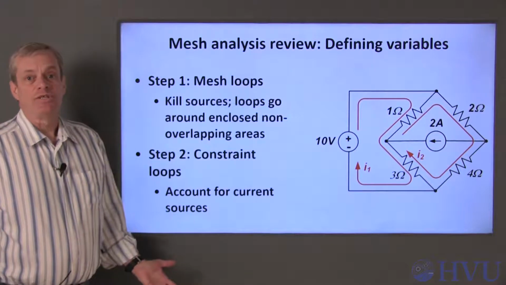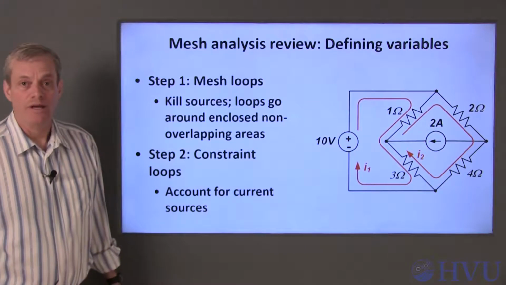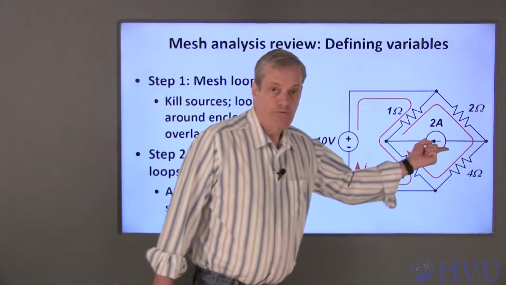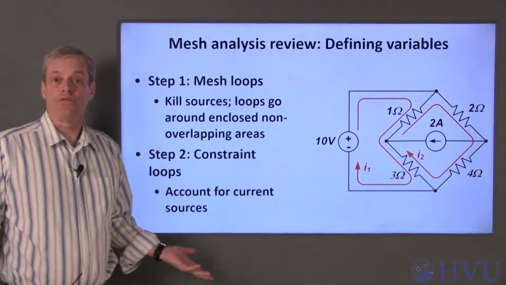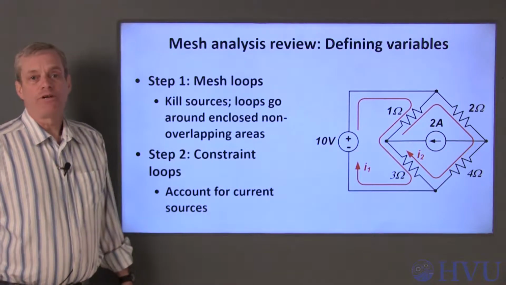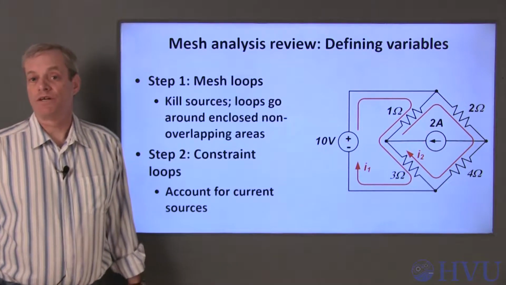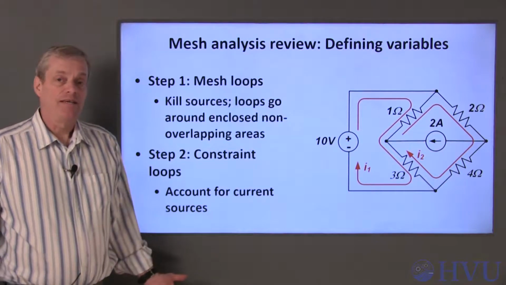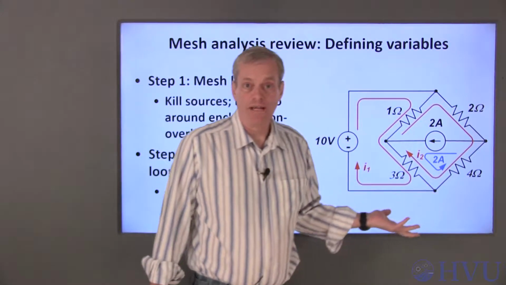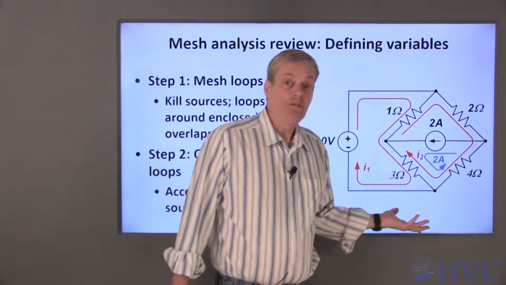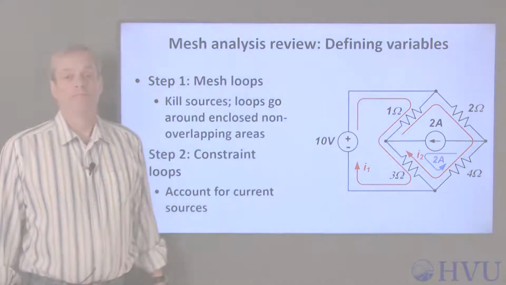The next step is to account for the current sources by defining what are called constrained loops. The constrained loops will pass through the current sources and match the magnitude and direction of the current source's currents. The only other requirement on constrained loops is that they have to end at the same node where they start. The actual path they take is arbitrary. This is a valid choice for constrained loop for this circuit. It's not the only possible choice, but it's the one I'll use for the rest of this video.